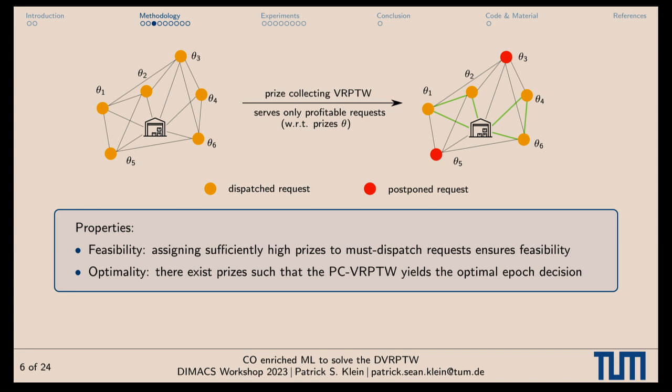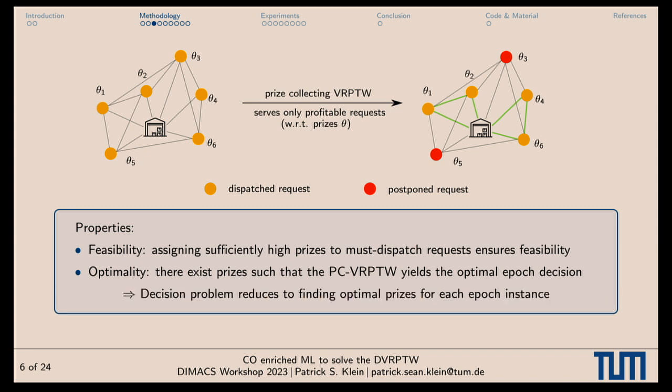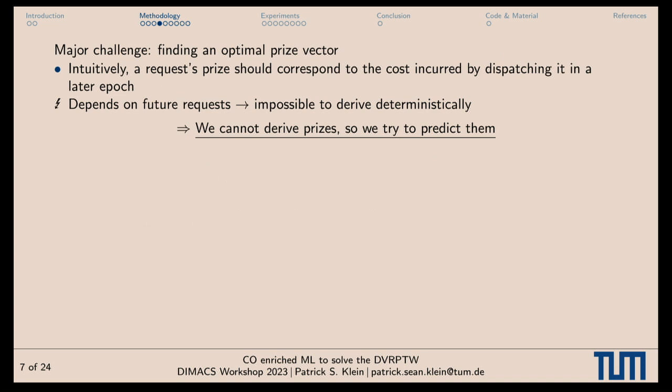That is, we can prove that for every optimal dispatching decision, so for each decision an optimal dispatching policy would take, there exists a vector of prices such that solving this PCVRPTW to optimality yields a decision that equals this optimal decision. So ultimately, our decision problem for each epoch reduces to finding an optimal set of prices and then solving this PCVRPTW. This, however, is the major challenge of our approach because finding this optimal price vector isn't exactly easy.